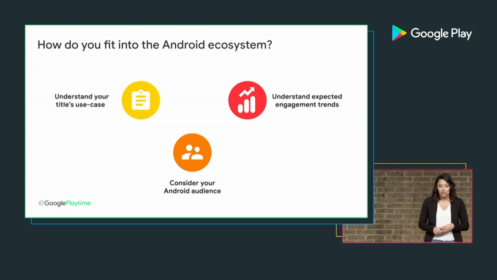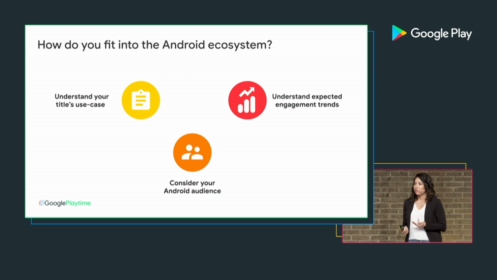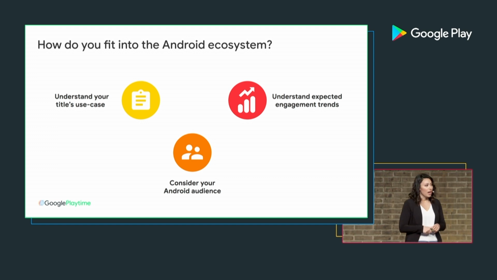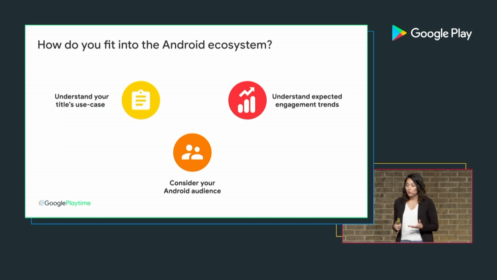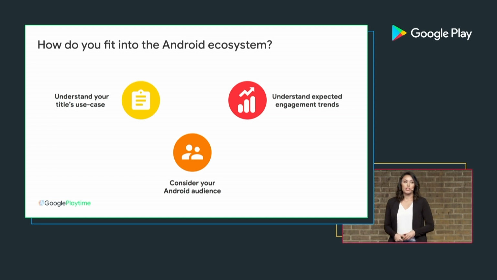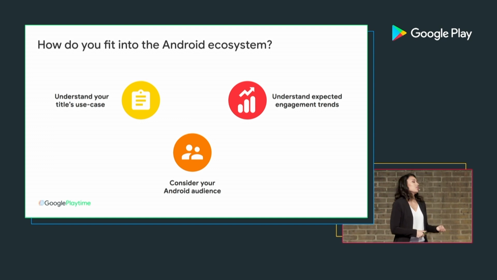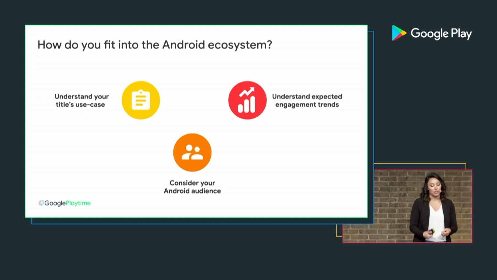So to recap everything we've covered, consider how you fit into the Android ecosystem. Understand your use case, your Android audience, and understand the expected engagement rate as all three of these things interact with each other. The goal of this talk was to give you some insights on your category, but it was also to share with you the category performance of everyone on Google Play, to see whether you can learn from what others are doing successfully.